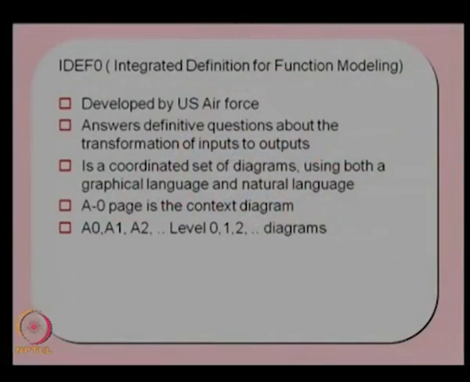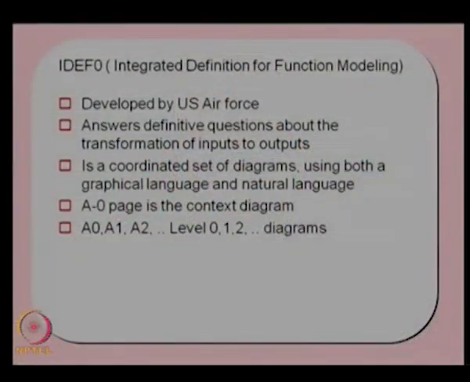And it is a coordinated set of diagrams using both a graphical language and natural language. So this is basically a graphical representation. We use some graphical language as well as natural language to describe the functions. Here we use different diagrams, and the A-0 page is the context diagram. So this diagram gives the overall function of the product or the system and gives the inputs, outputs and the control signals as well as the mechanism through which the system operates.